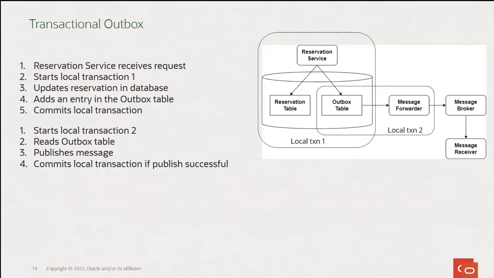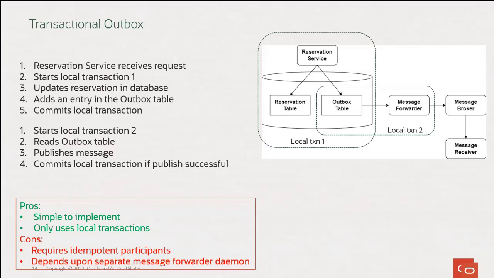Although the message broker may not participate in that, the message forwarder is the one that starts the local transaction, pulls the entry out of the outbox table, calls the message broker, and if it succeeds in publishing the message, then maybe it'll either update the outbox table or delete the entry in the outbox table. This is very easy to implement. It only uses local transactions, but again, it requires idempotent participants, and it depends upon the separate message forwarding daemon, which is another component to monitor, manage, and keep up and available.